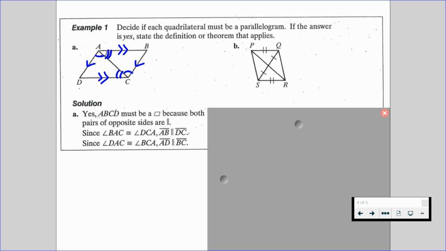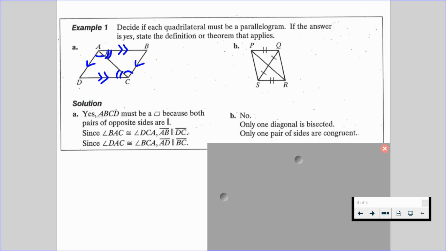Let's look at B. We have quadrilateral PQRS. Let's look to see what we have for PQRS. Well, we have PQ is congruent to SR. We have the diagonal QS is getting bisected. We don't necessarily know too much about diagonal PR, but we do know that PQ and SR are going to be congruent. And since only one diagonal is bisected, we can't say that this is a parallelogram.